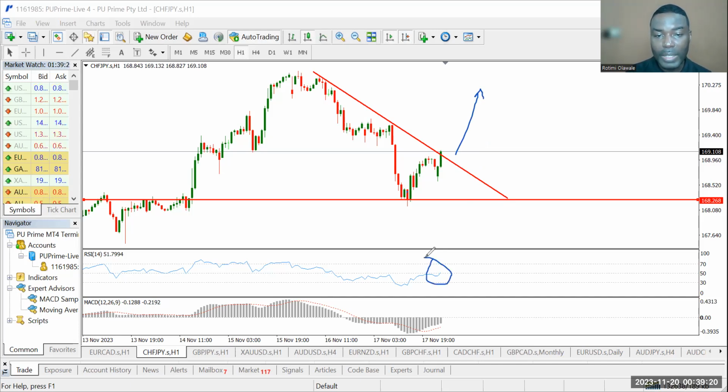But by and large, all I'm looking out for is a bullish continuation on this instrument. So I'm bullish biased on CHFJPY.